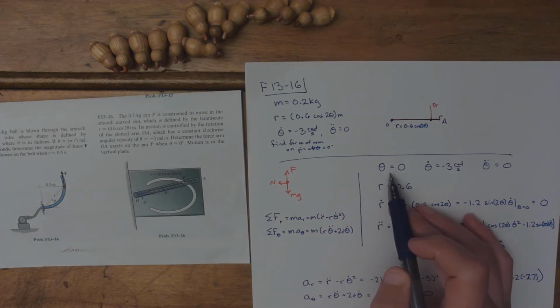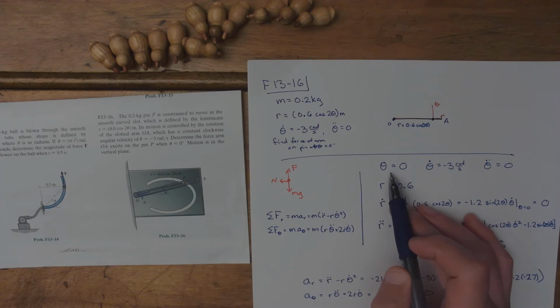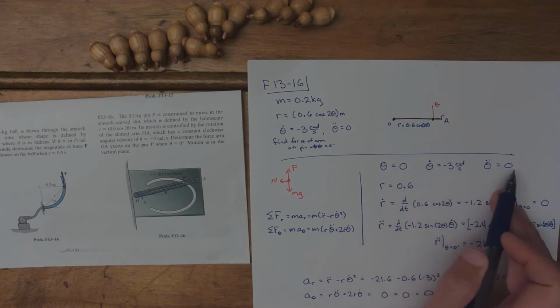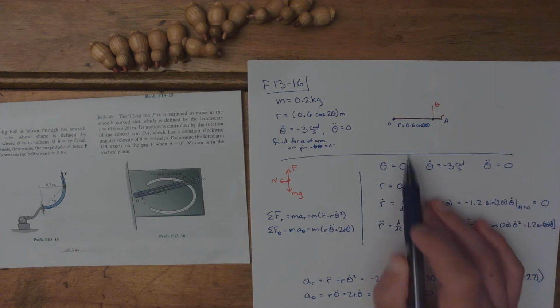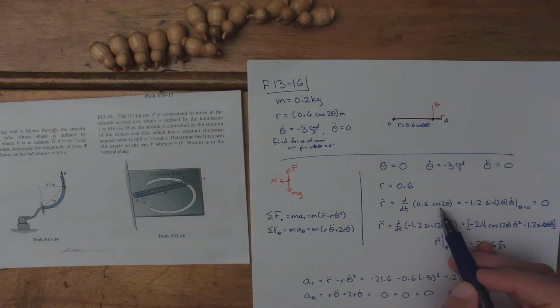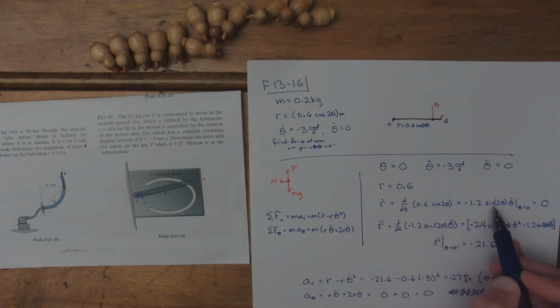Okay, so the angle is equal to 0 degrees when we're looking at this. Theta dot is equal to -3. Theta double dot is equal to 0. We have r equal to 0.6 when theta is equal to 0. We take a derivative with respect to time. The derivative of cosine is negative sine. I have to then use the chain rule and take the derivative of 2 theta, which is 2 times theta dot. So this becomes -1.2 times sine of 2 theta times theta dot. Evaluated when theta is equal to 0, that just gives me 0.